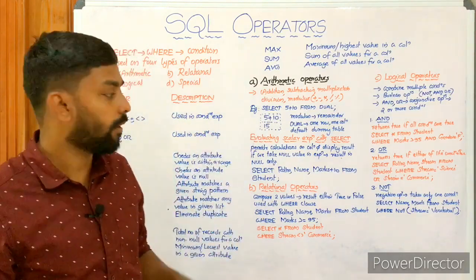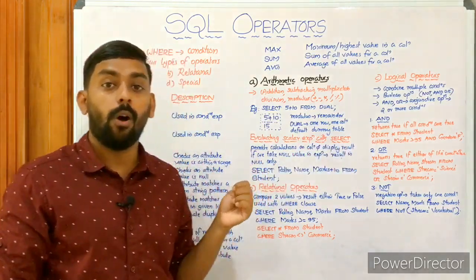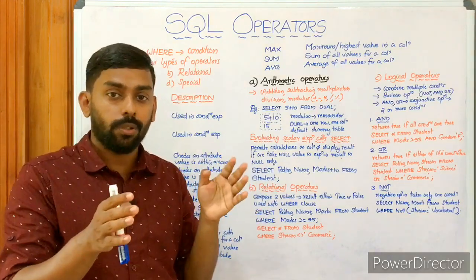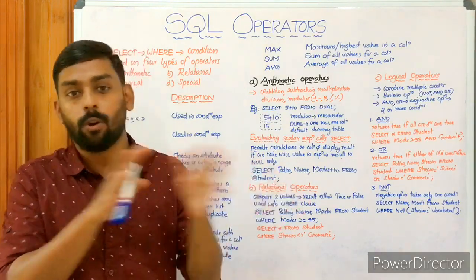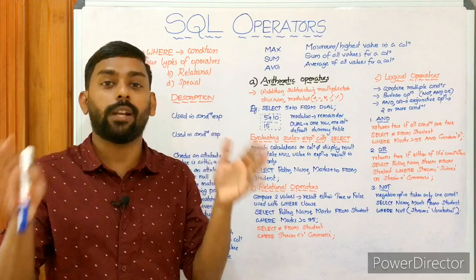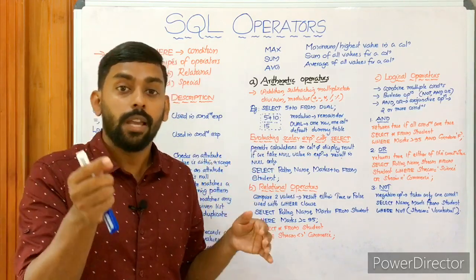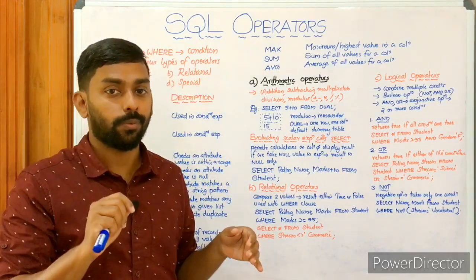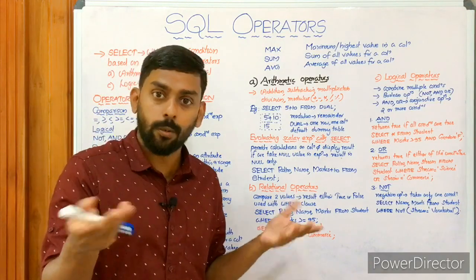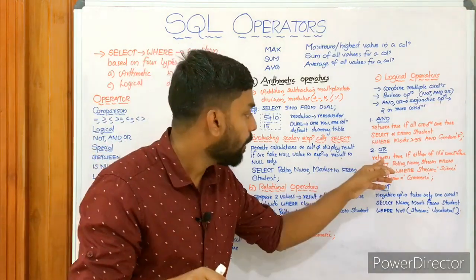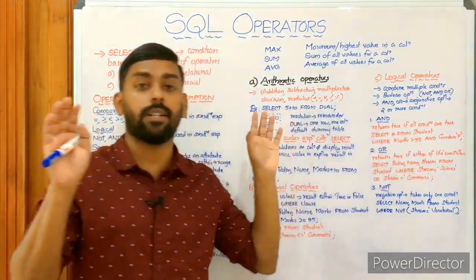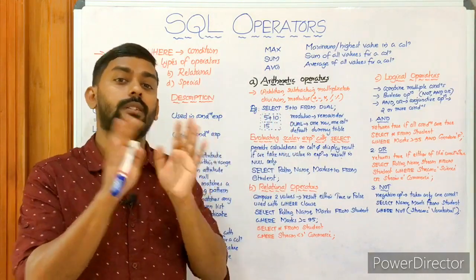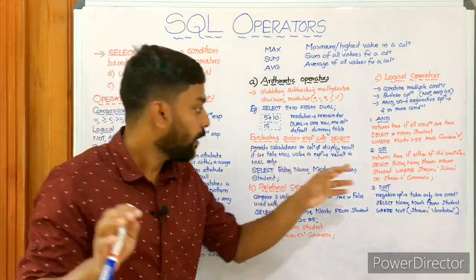Then OR is just opposite to AND. Of course, it's not exactly opposite. In the case of AND, both the conditions must be true. In the case of OR, any of the conditions must be true. Both can also be true, no problem. It returns true if either of the conditions is true. Hope you get it.